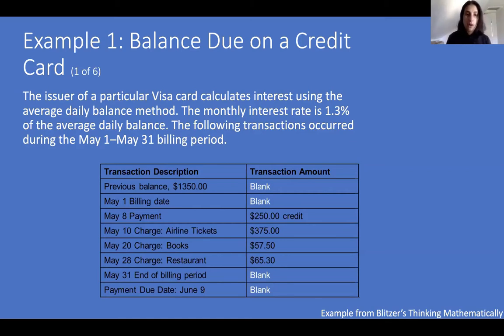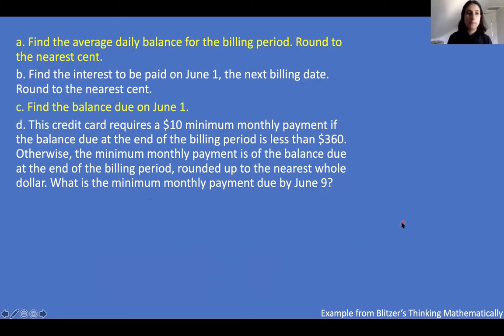We have 4 charges, as you can see here. We have a previous balance of $13.50. We have 3 charges. We have credit for a payment of $2.50 on the previous balance of $13.50. Then we have the end of the billing period here on the 31st and the payment due date of June 9th. The first question asks us to find the average daily balance for the billing period and then round to the nearest cent.